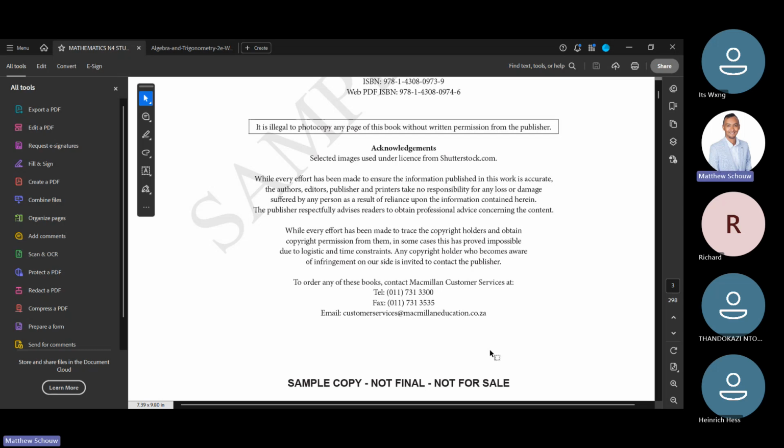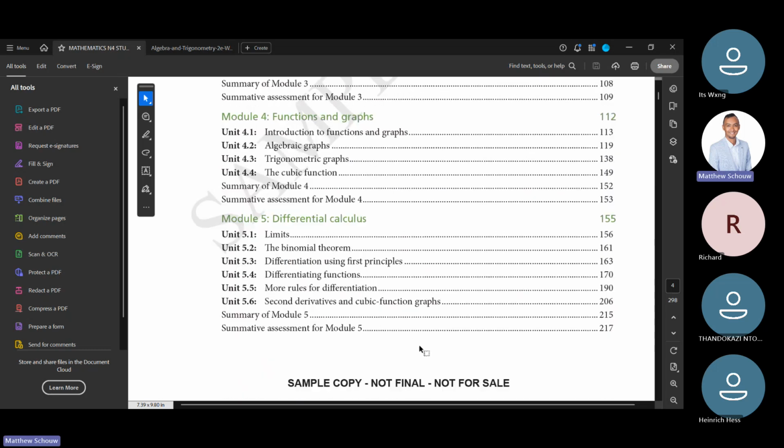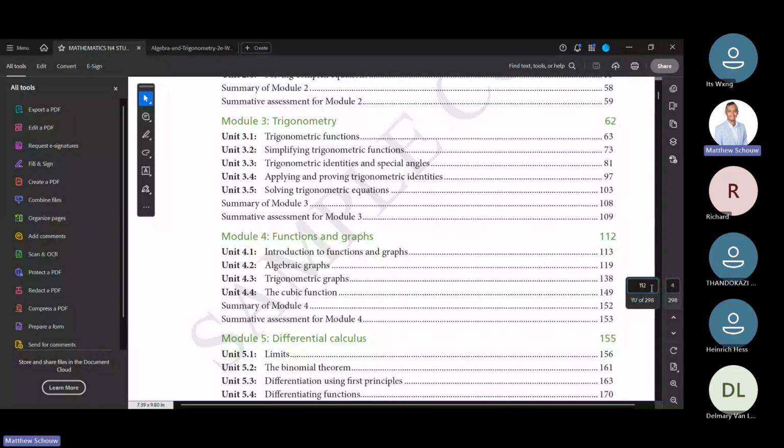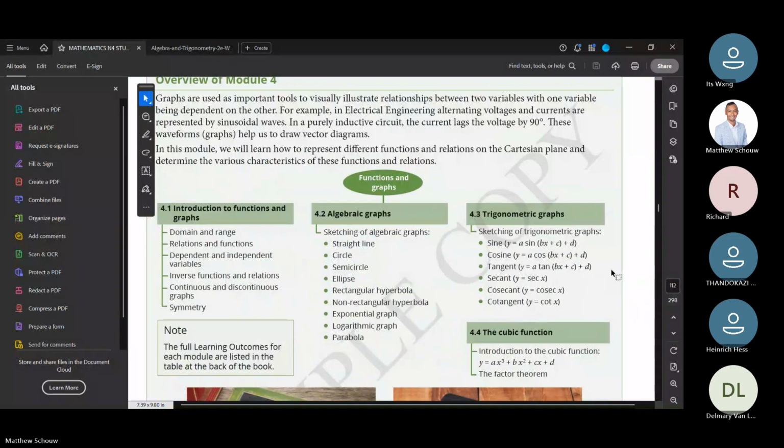Just have a look here. Functions 112. Before we embark on the theory part, after this introduction, I want to skip right into 4.2, 4.3, 4.4. Is that fine with everyone?